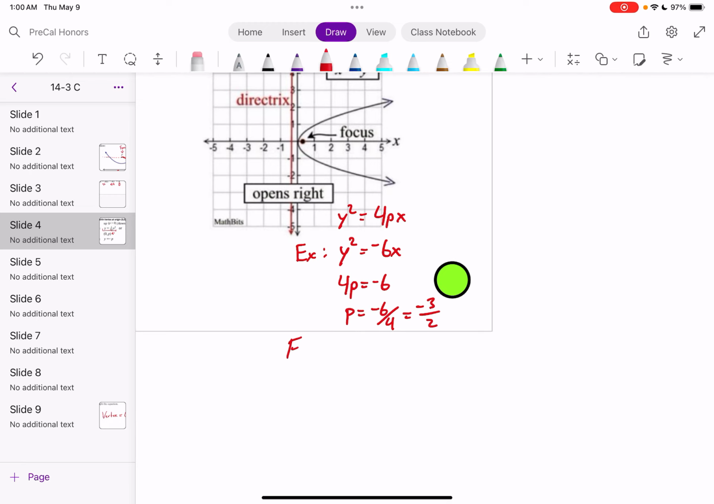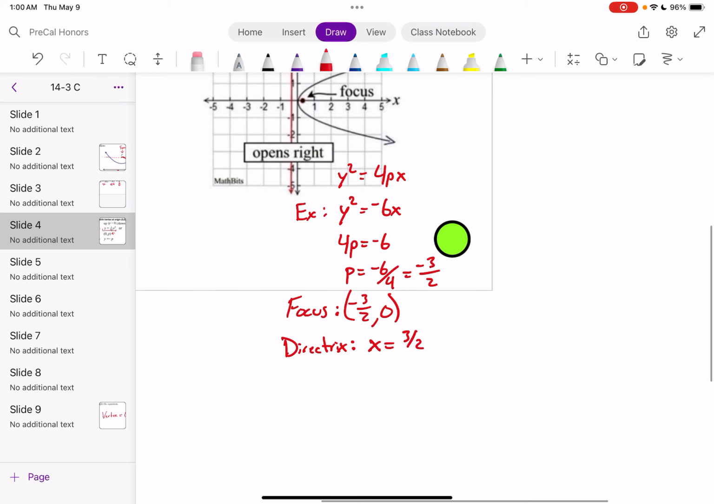So our focus in this case would be negative 3/2, comma 0. Our directrix would be x is equal to 3 over 2. And our vertex would be 0, 0.